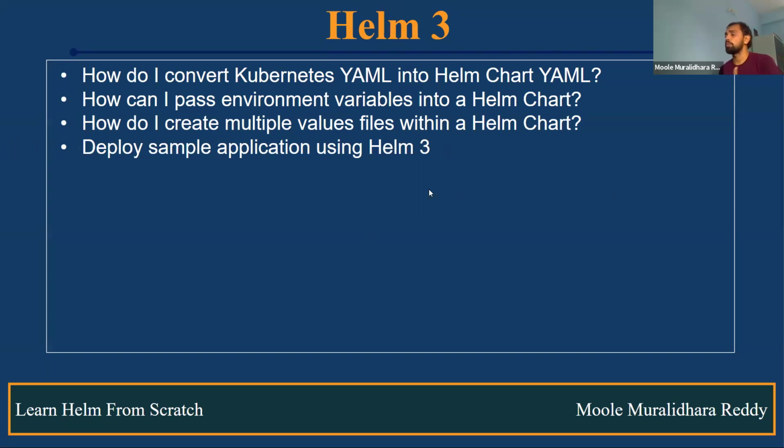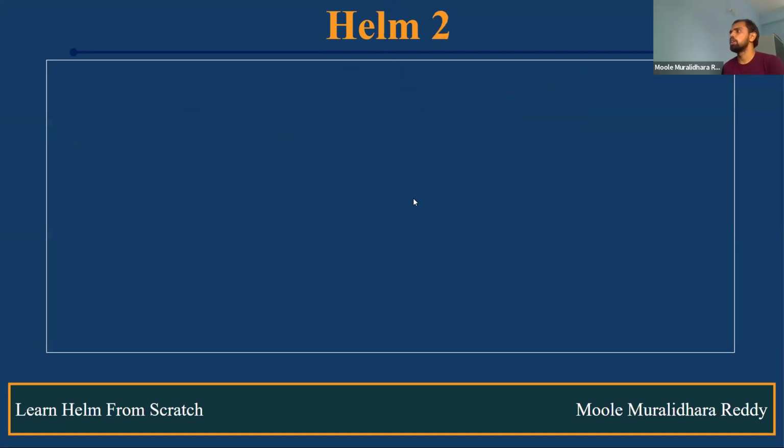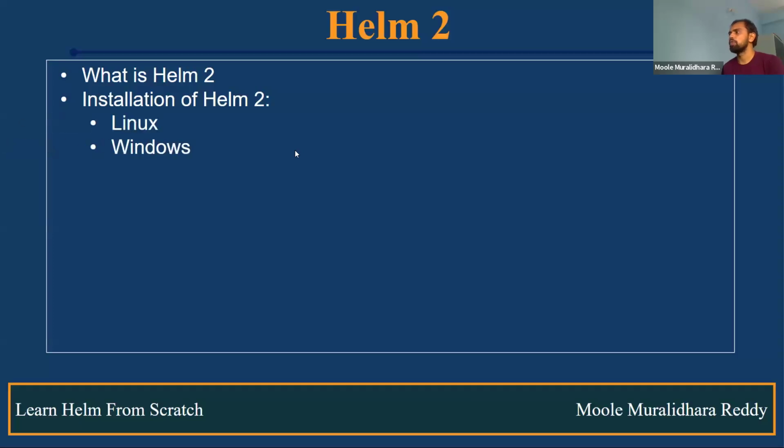Also, some organizations are still using Helm 2, so you should be aware of at least a basic idea about Helm 2. What is the major difference? I have also covered Helm 2 related commands as well. What is Helm 2, and the installation of Helm 2 in both Linux and Windows as well. How do we do that?